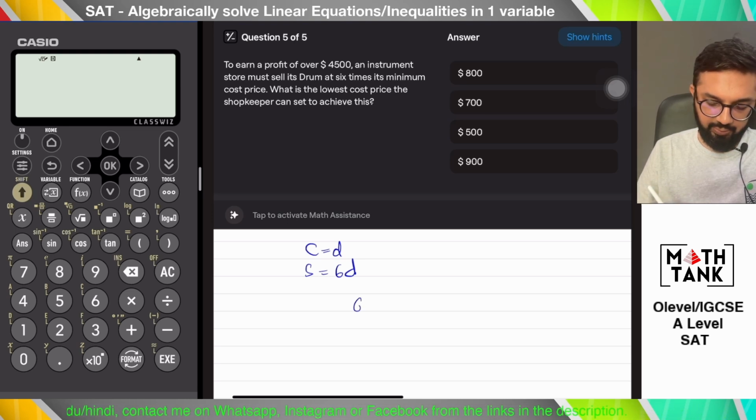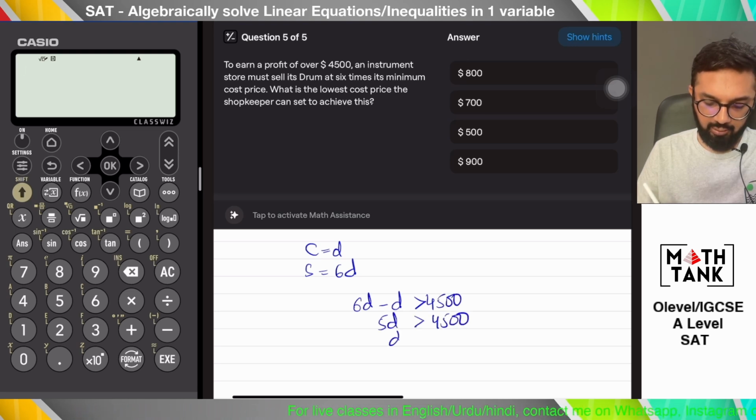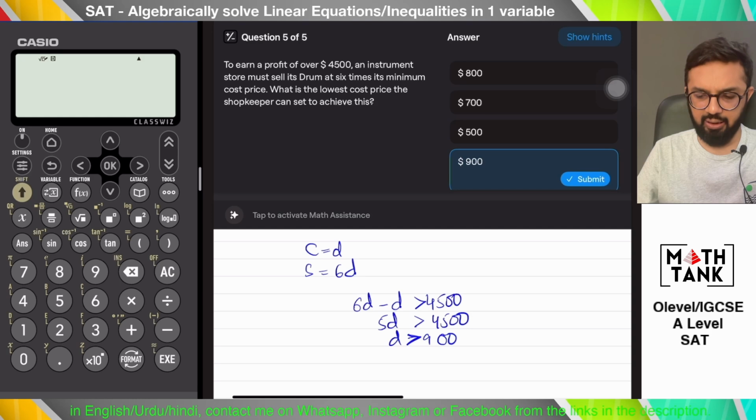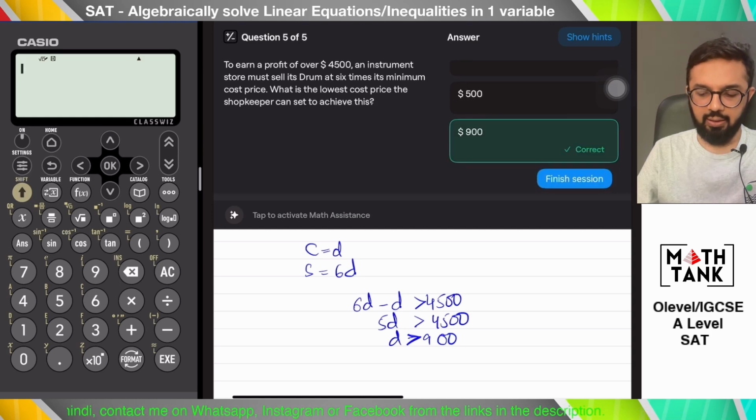Okay, so 6D minus D should be greater than 4,500. So 5D should be greater than 4,500 and D should be greater than 900. So minimum is 900, greater than or equal to, basically. I think that should work. Yes, that is the correct answer.